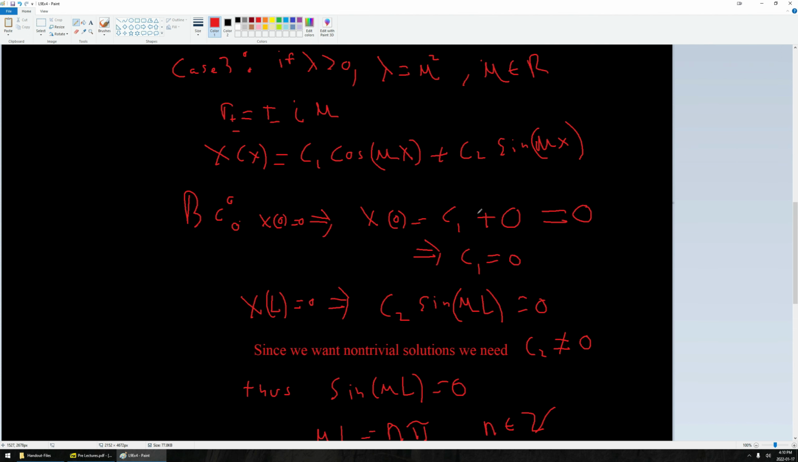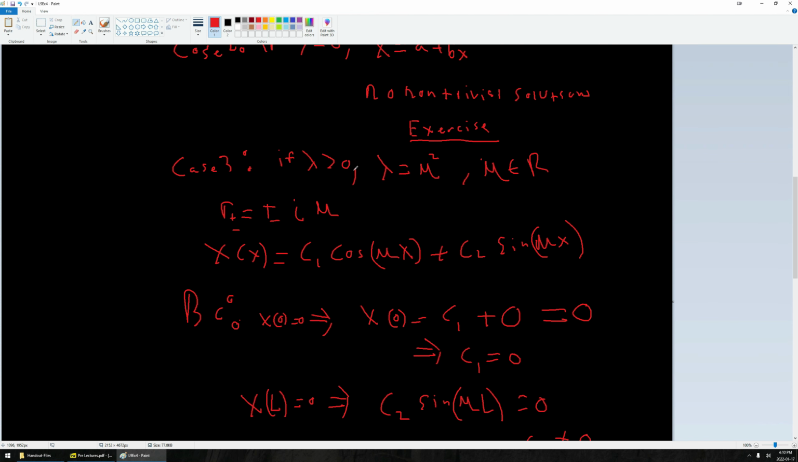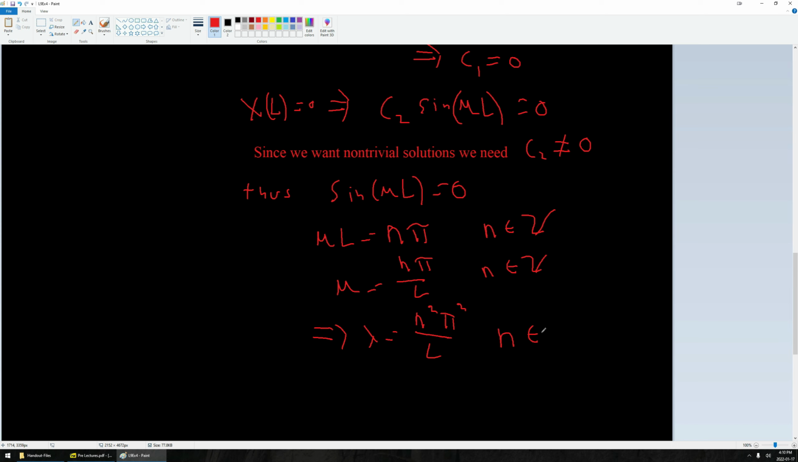Okay, so now if I take this and use the fact that lambda is mu squared, this tells me that lambda has to be equal to n squared pi squared over L squared, where n is any integer. So in here we can restrict this a little bit further. We know lambda has to be greater than 0, so we can say n is an element of the natural numbers. Okay, so we found values of lambda that work, and we've also found a solution to the boundary value problem if we put all this together.